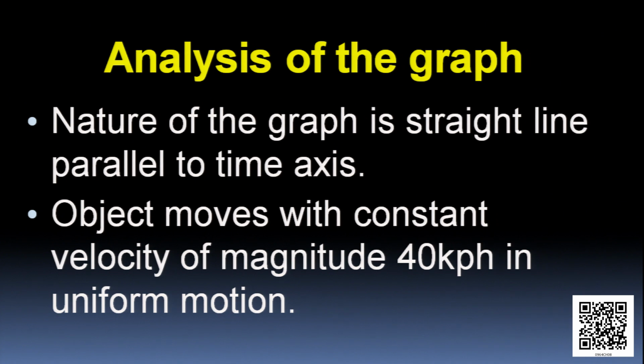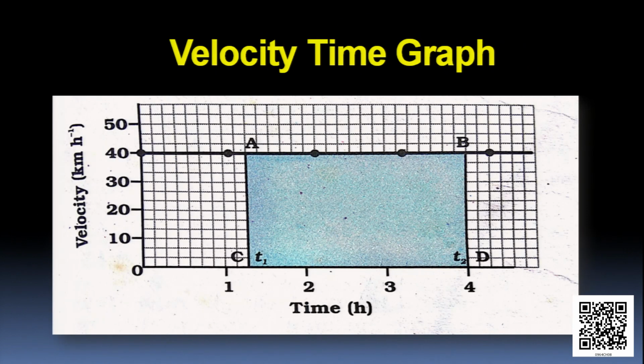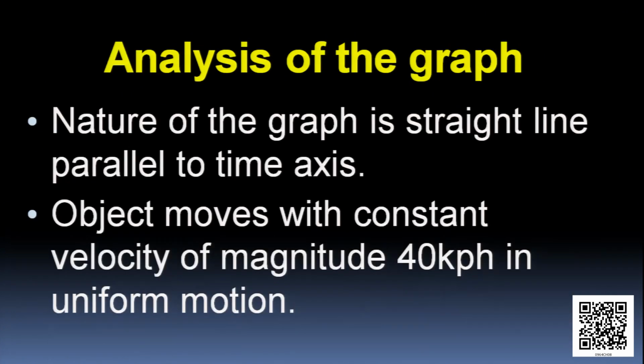In the previous case, that was a straight line passing through the origin. But here, this is a straight line. Is it passing through the origin? No, not at all. The graph is a straight line, but it is parallel to the time axis. Once again you see this picture, parallel to the time axis. Time axis is the x-axis, so parallel to the x-axis.